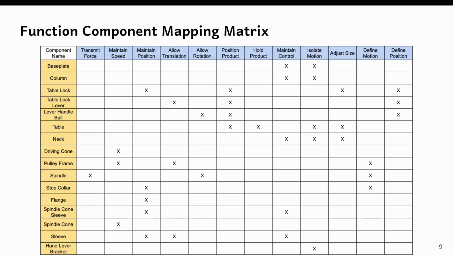Using both the fishbone assembly diagram from the assembly sequence and the FAST diagram, we created a function component mapping matrix to determine the functional purpose of each component of a drill press. The names of each component, excluding the fasteners, can be found in the leftmost column. Each terminal function from the FAST diagram can be found along the top row. If there is an X in a cell, it means that the function is realized by the component in the corresponding row. Using this matrix, we are able to determine the functional importance of each component of the drill press.